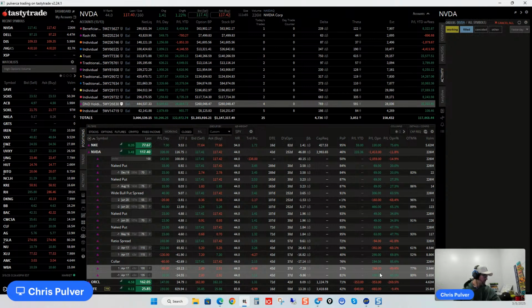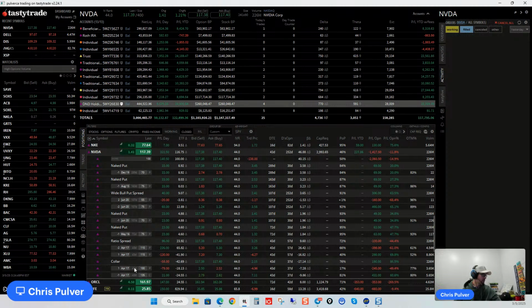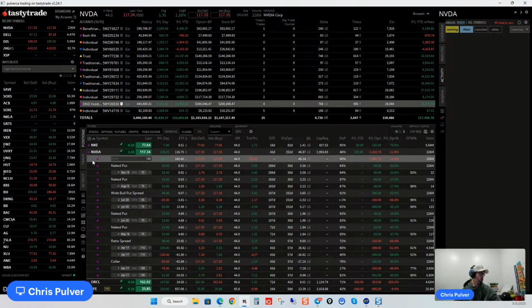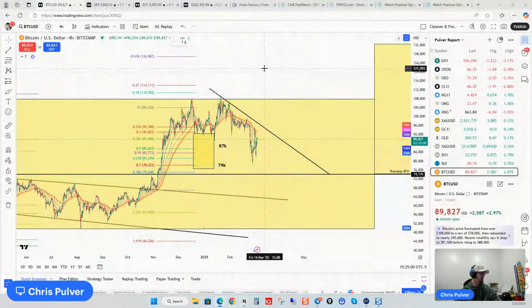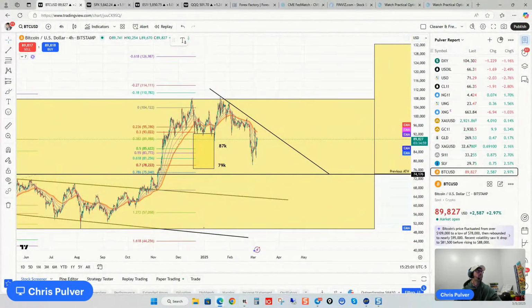That put position is actually upside down. My covered call is fine. I'm just looking to make sure that I have some downside protection on the shares that I own. A lot of ratio spreads, naked puts. I sold a bunch of premium when Nvidia was dropping. I think it's a bit of an overreaction. The stock itself, in my opinion, is still buy worthy. Okay.